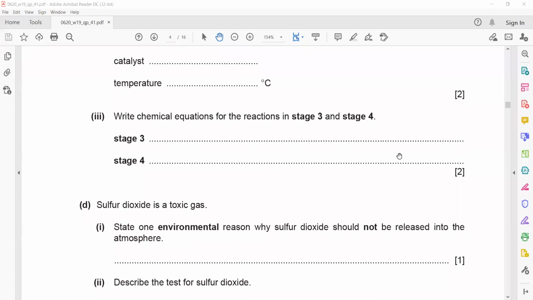What is the equation for stage 4? The dilution of the oleum. So H2S2O7 plus H2O gives H2SO4. So it gives a sulfuric acid molecule which we add, and it also gives the one which is produced. That's why it is 2 molecules of sulfuric acid.